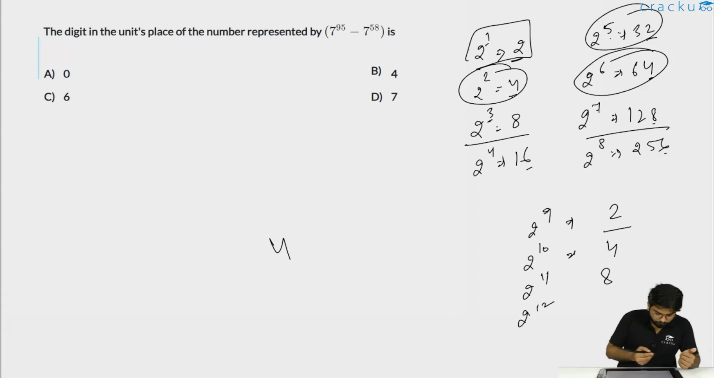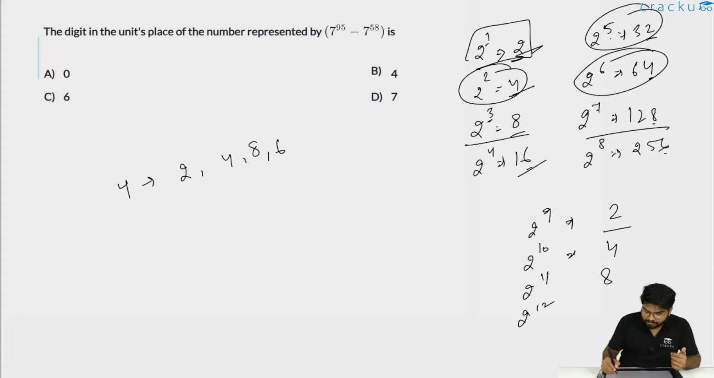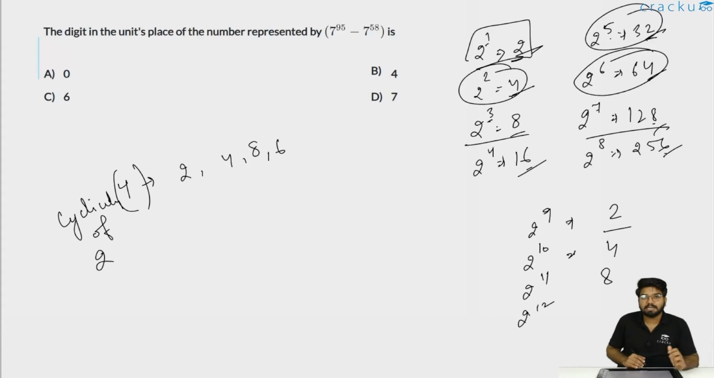So for 2, we know that cyclicity is what? Cyclicity is a group of 4, ending with 2, 4, 8 and 6. Similarly, 2, 4, 8 and 6 again. So cyclicity of 2 is 4 numbers which are repeating.